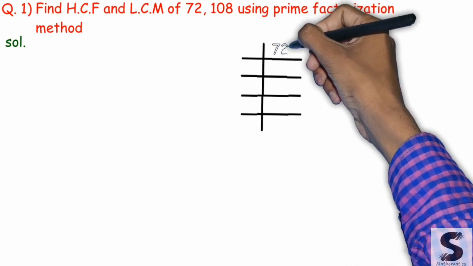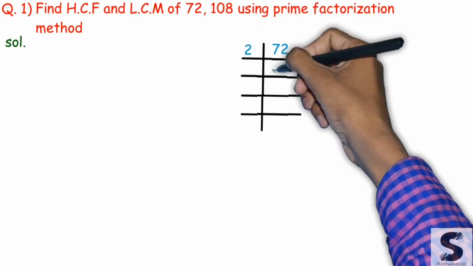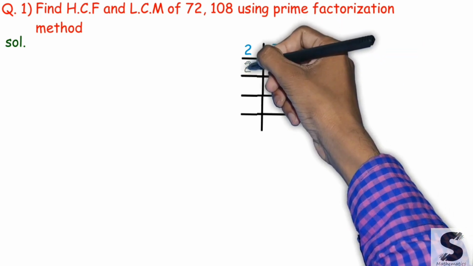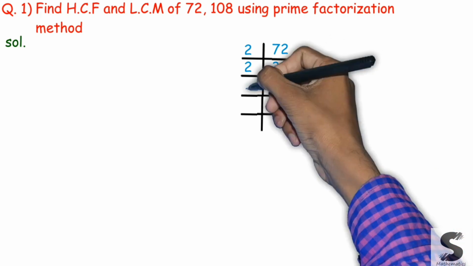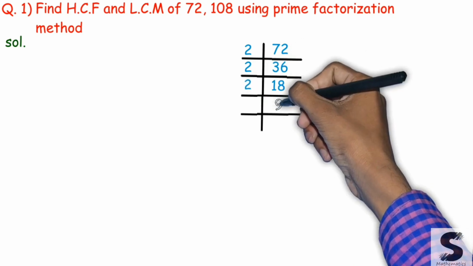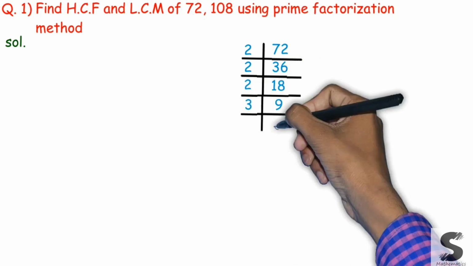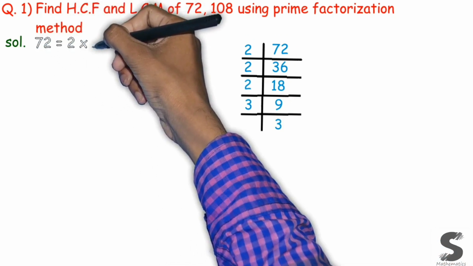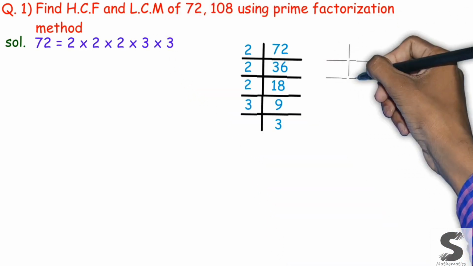Let's factorize 72. Take the least prime number 2, and 2 3s are 6, leaves remainder 1, it becomes 12. 2 6s are 12. 2 1s are 2, leaves remainder 1, becomes 16. 2 8s are 16. 2 9s are 18. And next prime number 3, so 3 3s are 9. So the prime factorization of 72 is as follows. 72 is equal to 2 into 2 into 2 into 3 into 3. Let's factorize 108.